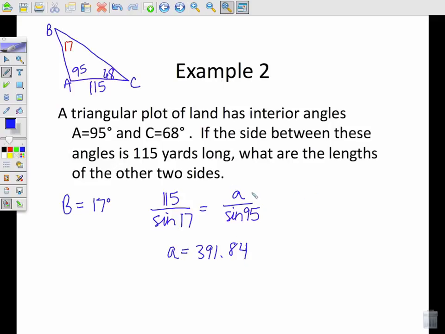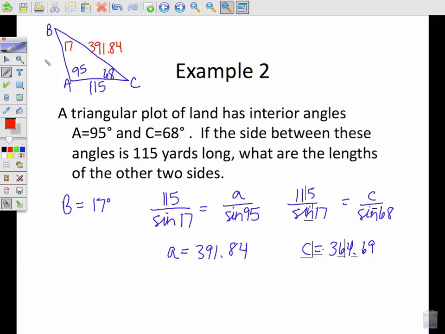And finally, here we've got to find side c. So that a is 391.84, and side c. So 115 over the sine of 17 equals c over the sine of 68. Cross multiply, divide, you're going to get c equal to 364.69. There you have it.